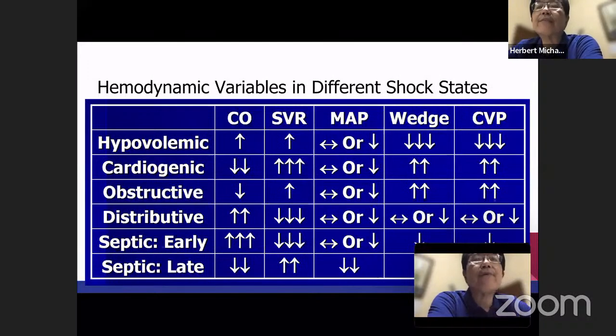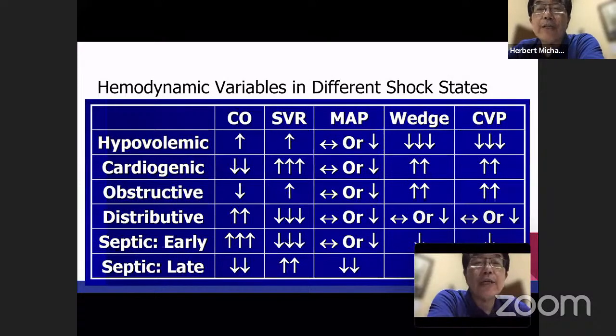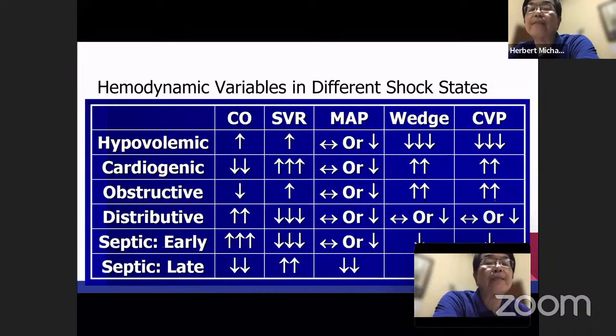You can have a sense of the systemic vascular resistance. And of course, the cardiac output can be evaluated through echo. So in hypovolemia, you actually have a drop in the CVP. In cardiogenic shock, you would have an increase in the systemic vascular resistance with a decrease in cardiac output. Patients with obstructive shock, you actually would have a slight increase in the systemic vascular resistance. And of course, your cardiac output is decreased.